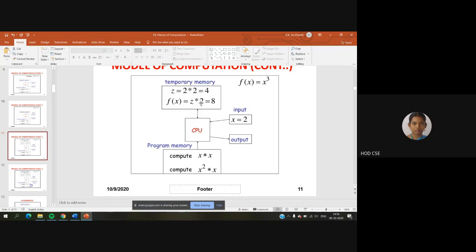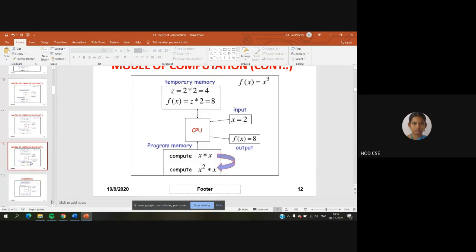And that z is actually the x squared value, and that is again multiplied with x. What is x now? 2. And x squared into x will give the result of x cube, which is nothing but 8, and that will be printed as the output. We are getting the output f of x as 8 through the output device. So these are the components required for the computation.